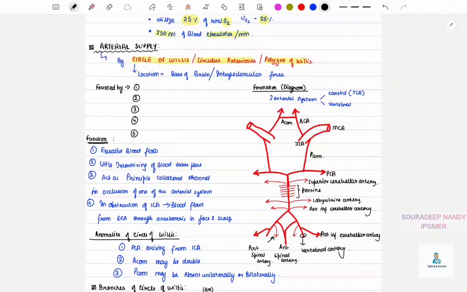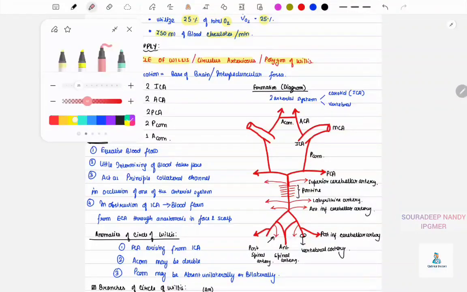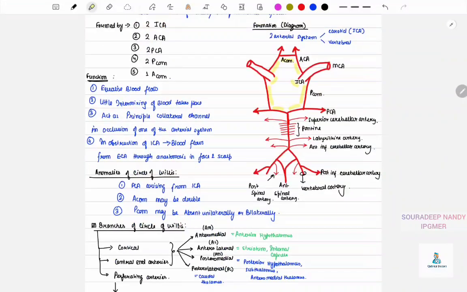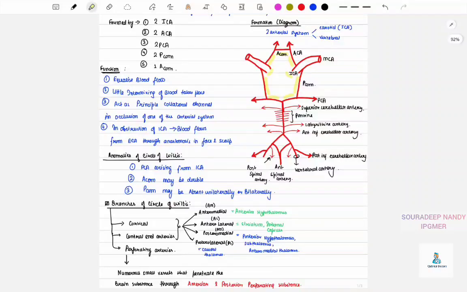So let us again write which arteries form the circle of Willis. The circle of Willis is formed by 2 internal carotid arteries, 2 anterior cerebral arteries, 2 posterior cerebral arteries, 2 posterior communicating arteries, and 1 anterior communicating artery. So this is how the circle of Willis is formed. Remember, the middle cerebral artery does not form the circle of Willis.